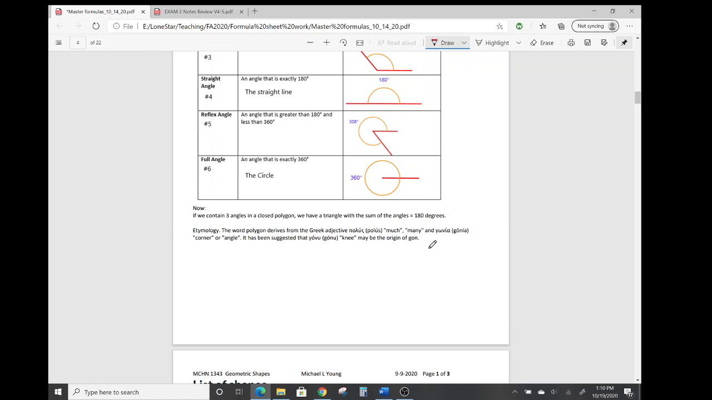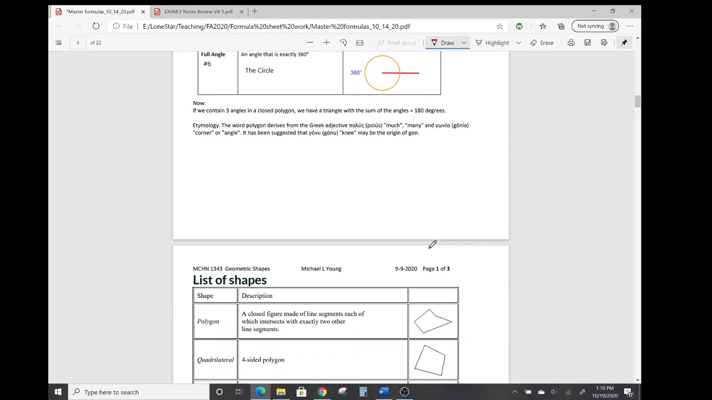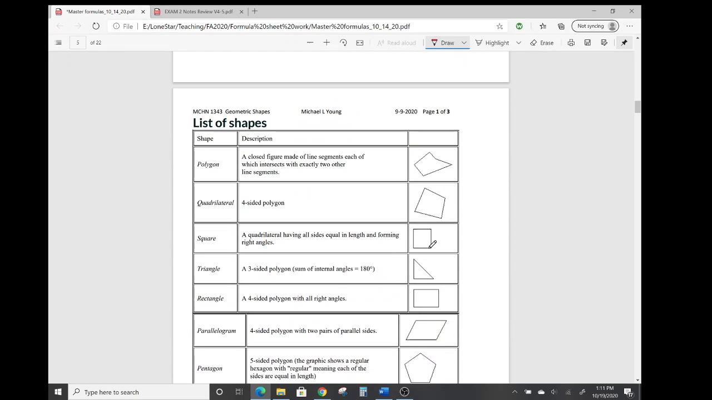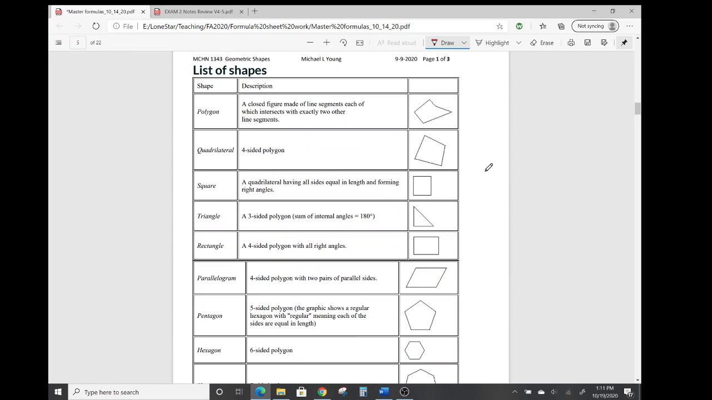All right, so polygon means many-sided. Here's a list of some polygons, just some. There are many. A polygon is a closed figure made of line segments, each of which intersects in exactly two line segments. So, quadrilateral means it has four sides. Quad. Quadruped would be a horse. Biped would be a humanoid.